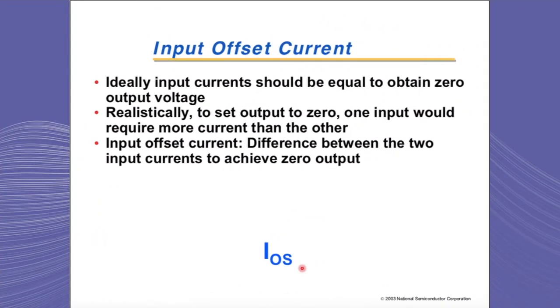Input offset current refers to the difference between the bias currents of the amplifier. Again, ideally the two currents should be equal to obtain a zero output voltage. However, there has to be a difference between the two bias currents to set the output to zero. This difference is referred to as input offset current.